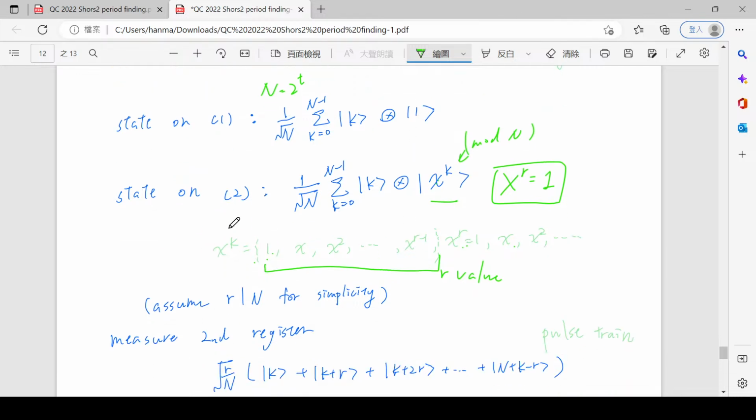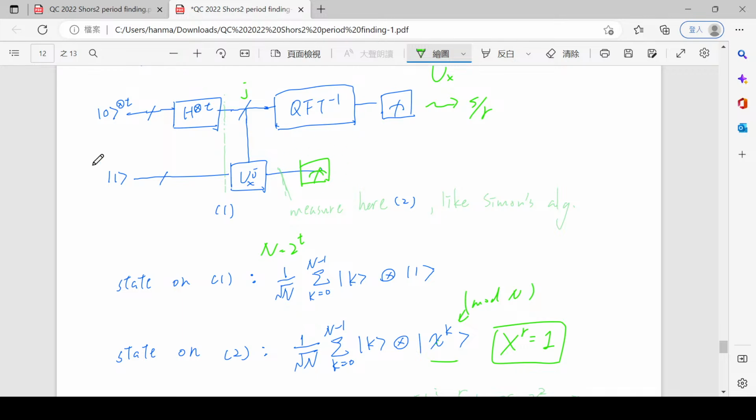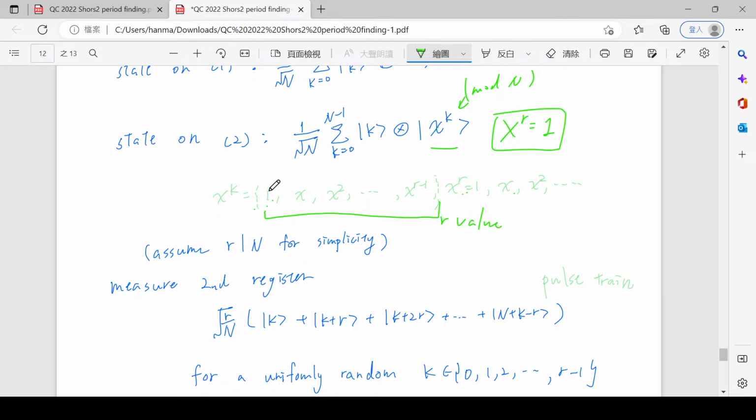And now we want to see what happens when you measure this. We already know there are only r values, so when you measure this, it's going to give you one of those r values. Now we make an extra assumption, just because we want the calculation to be easier. We assume that n is an integer multiple of r, or r divides n. It will make our notation a lot easier.